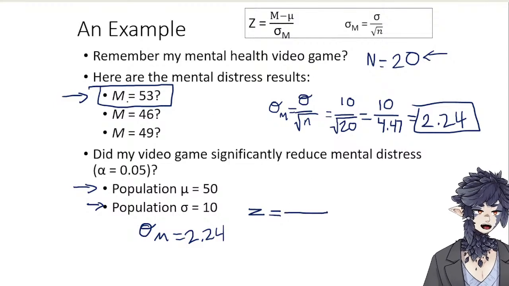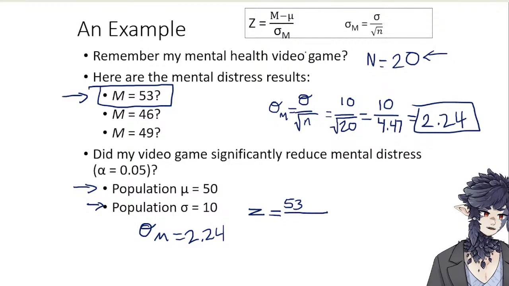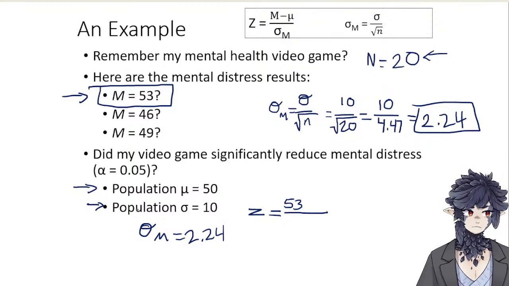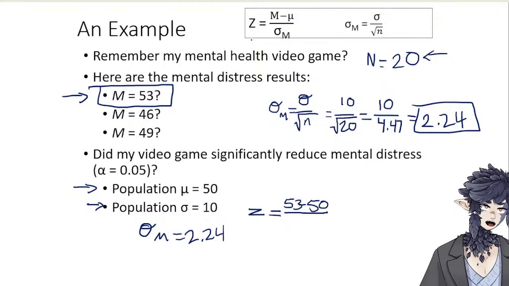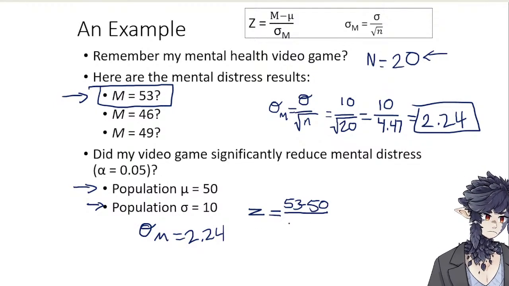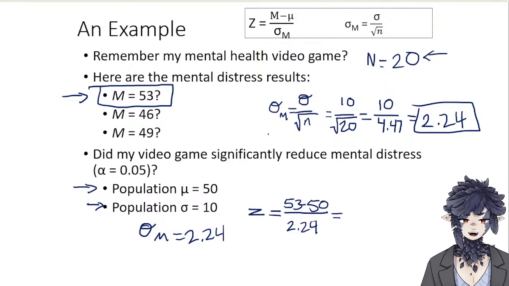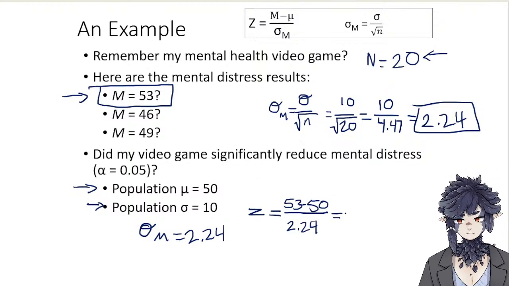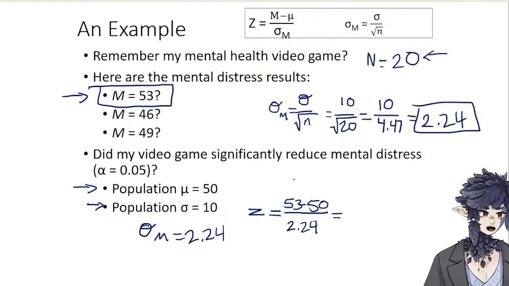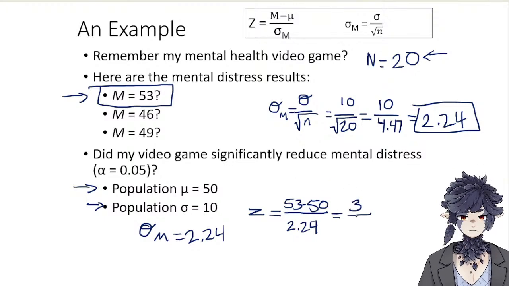Our sample mean, in this case, we're using the 53 for this one. Sample mean is 53, minus the population mean, which is 50, over the standard error that we just calculated, which was 2.24. There we go. Now we have to figure out how far away our sample mean is from the population mean. 53 minus 50. Our sample is 3 points above the population mean.